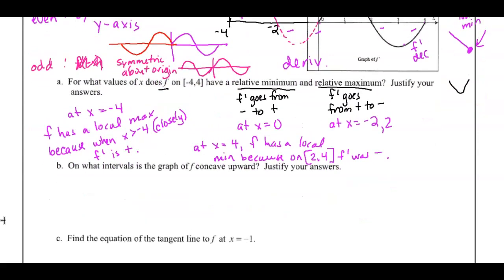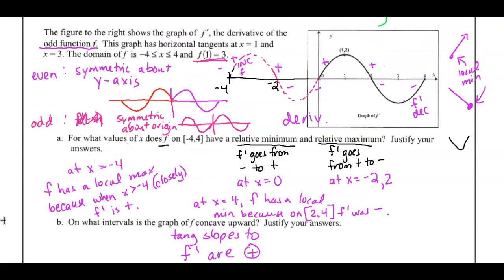On what intervals is the graph concave up? So justify. That means that the tangent slopes to f prime are positive. Okay. And so we're going to say where it is. We're going to go from here to there, which is at -3. So -4 to -3. We're going to go from here, which is -1, all the way to 1. And then from here, 3 to 4.